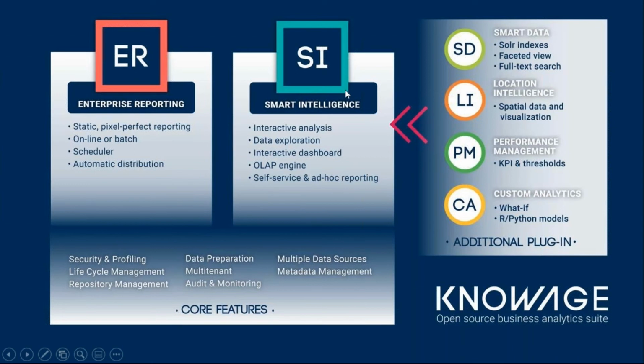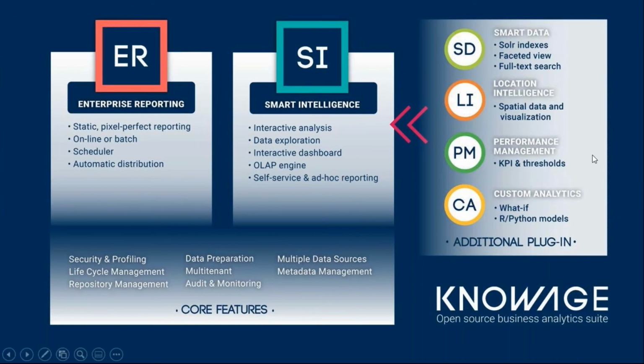Furthermore, the Smart Intelligence module can be enriched by 4 different plugins that you can see here that provide additional features. Smart data combines Solr indexes with other data sources and provides faceted views and full text search, joining traditional data shown by other standard widgets.